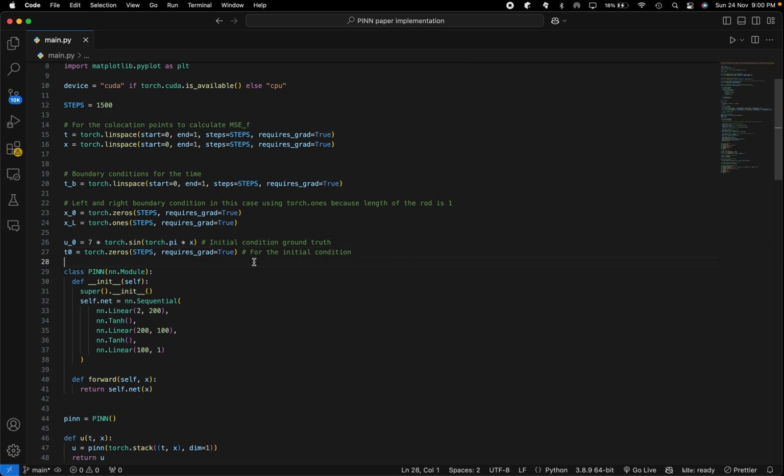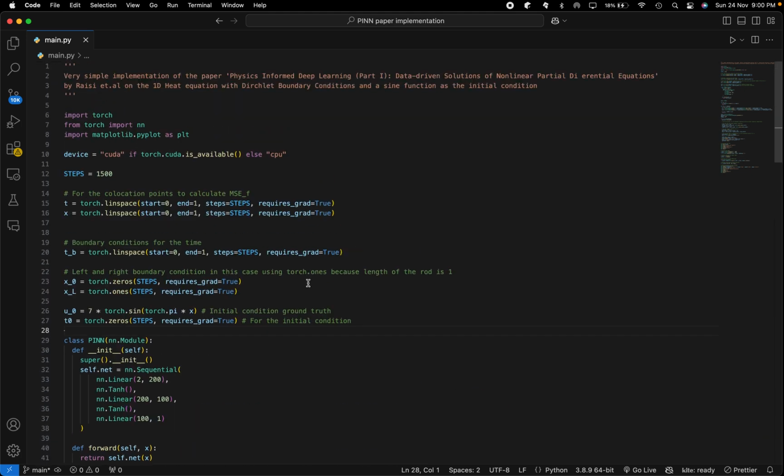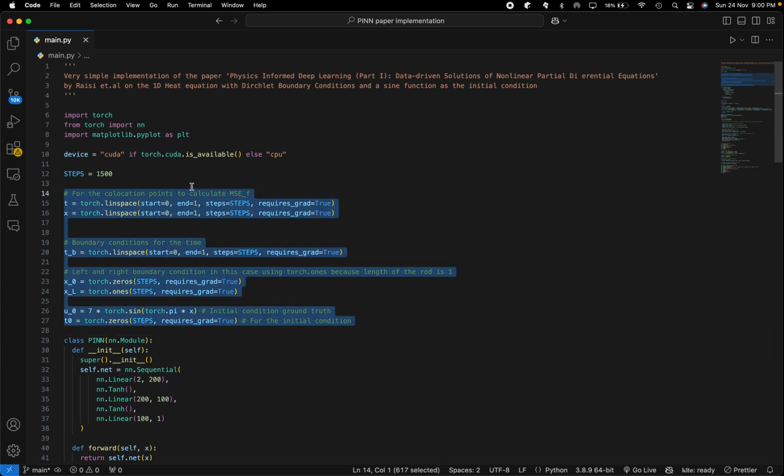And then I have the initial condition time. So all of the initial condition is going to be a u of x comma 0, right? So it's going to be, what is the condition of the x at time step equals 0? It's going to be the 7 sine pi x. So I just create an array of zeros, torch.zeros steps, requires grad equals true. So that is all for actually creating the data set.